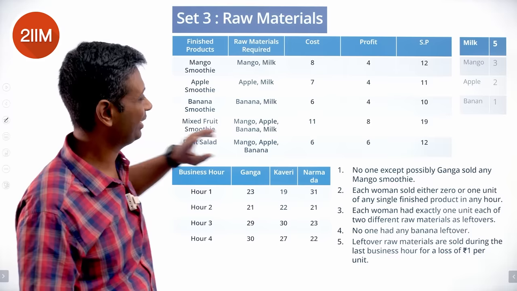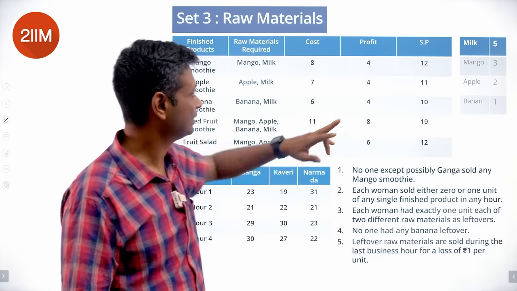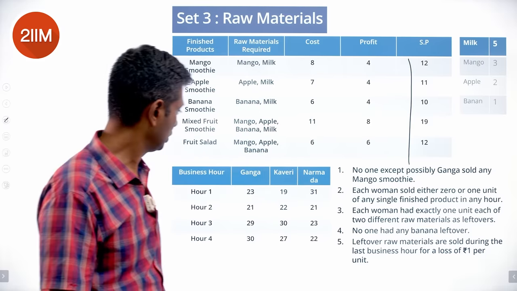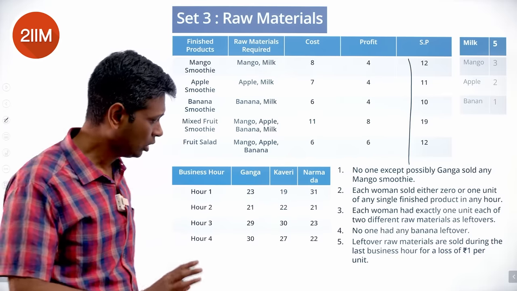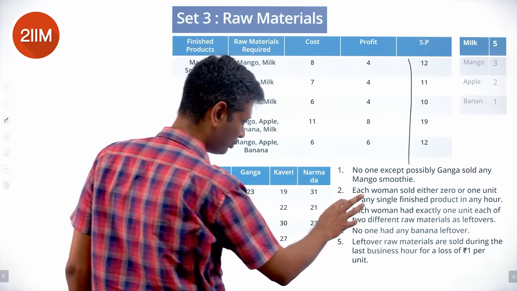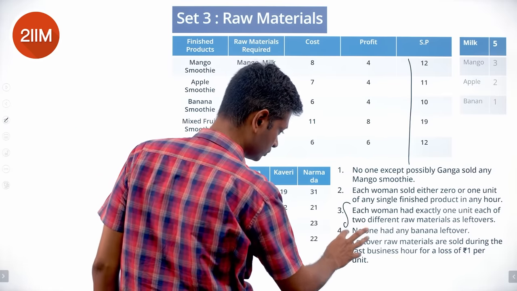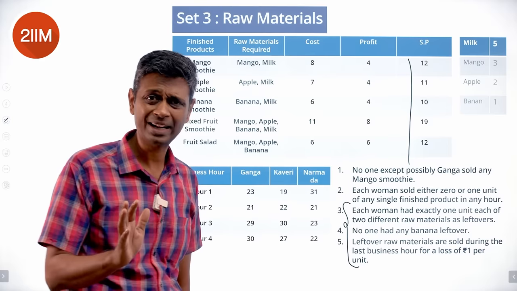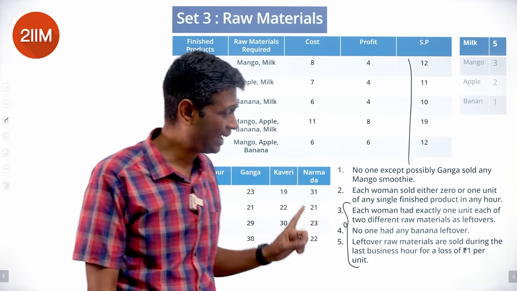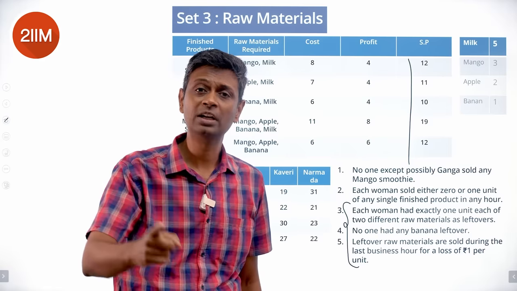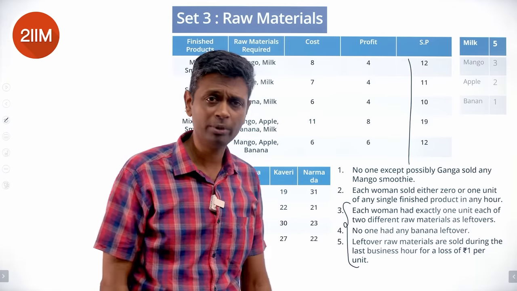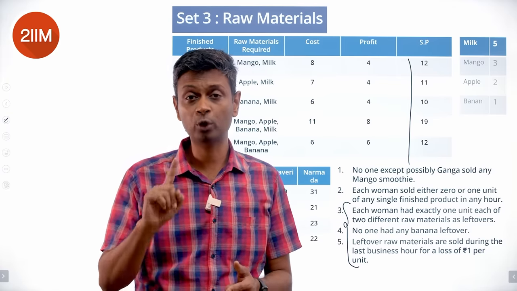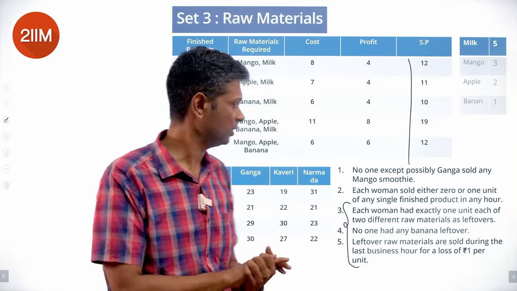So the prices 5, 3, 2, 1, we put them. The selling prices, we have them here. The business hour sales units, we have them here. Right? So now the leftover part, we still need to figure out. No one had any banana. Each one had exactly one unit leftover of two raw materials. And leftover raw materials are sold at a loss of 1 rupee per item.